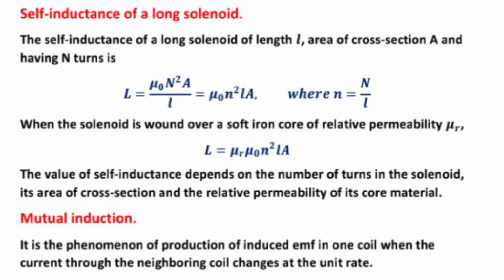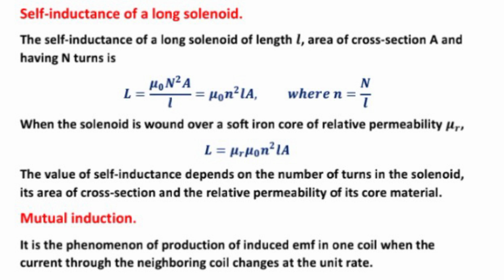When the solenoid is wound over a soft iron core of relative permeability mu r, then L equal to mu r mu 0 n square LA. The value of self-inductance depends on the number of turns in the solenoid, its area of cross-section, and the relative permeability of its core material.